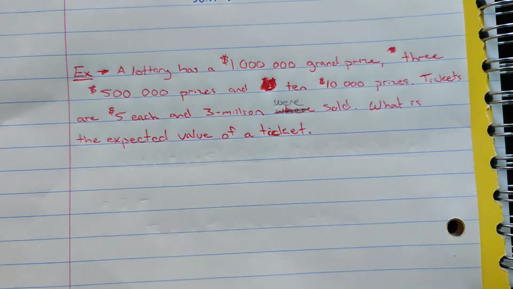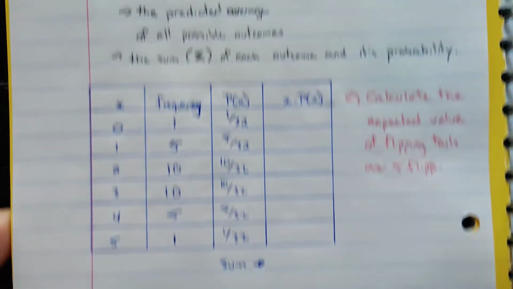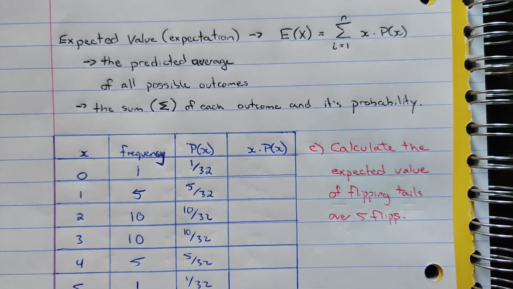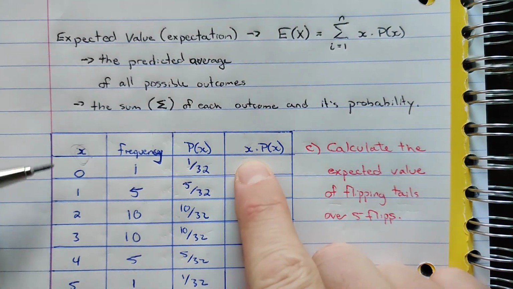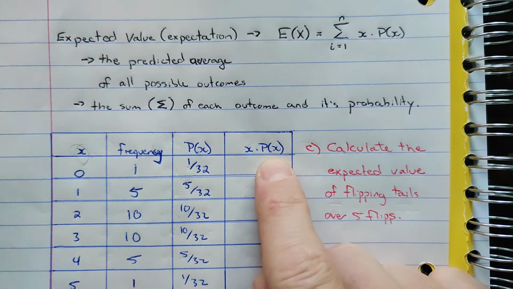Moving on, we have, similar to the weighted mean, the expected value. And so this is the value that we would expect to get on average with these. So the expected value is the predicted average of all possible outcomes. We use it by finding the sum of each outcome times its probability. So what I mean by that is we're going to take each of our outcomes, x, and we're going to multiply the probability of x.